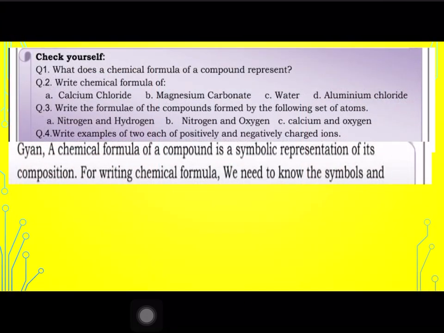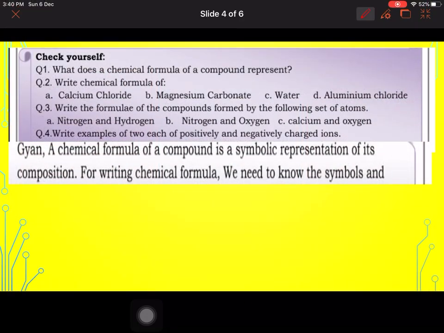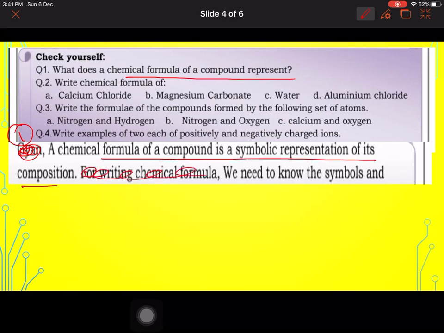Let's see the question answers. Write what does a chemical formula of a compound represent? So you can write the first answer from here. A chemical formula of a compound is a symbolic representation of its composition. This much is enough.